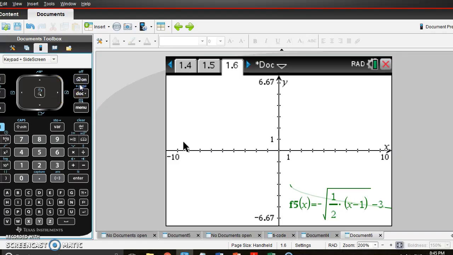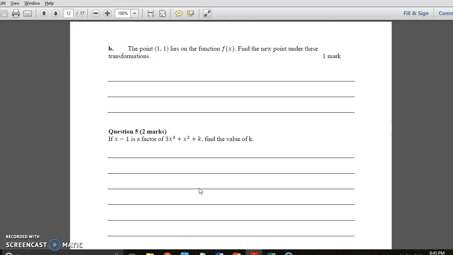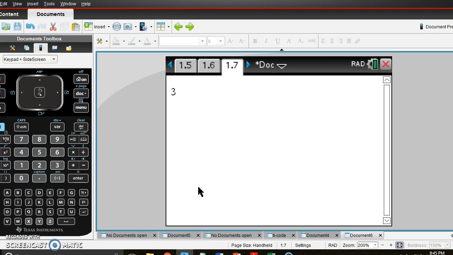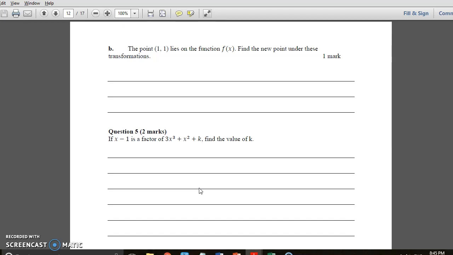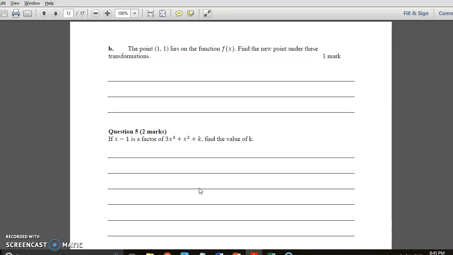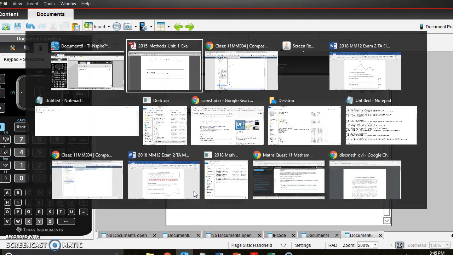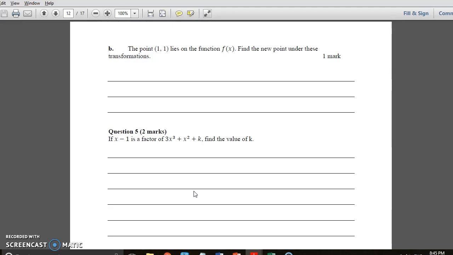So on the CAS, go to a new calculator page and type in our equation: 3 open bracket 1, it's cubed, so I'm just going to leave it, plus 1 because it's 1 squared, plus k equals 0. From here, k equals -4, because we subtract 4 from both sides. So if x minus 1 is a factor, then k equals -4.